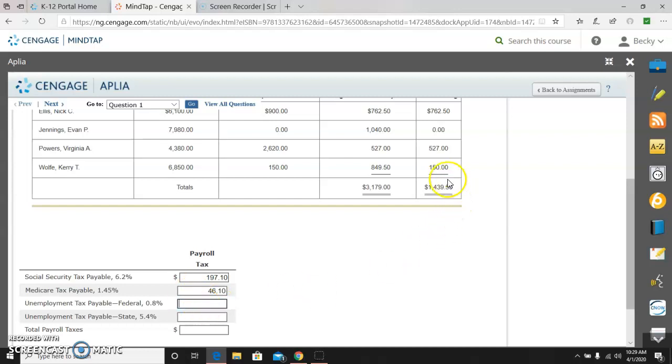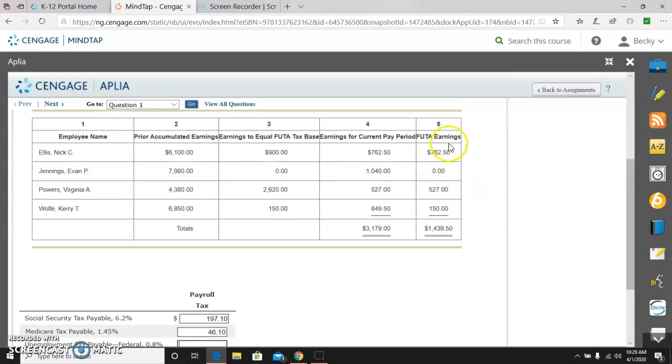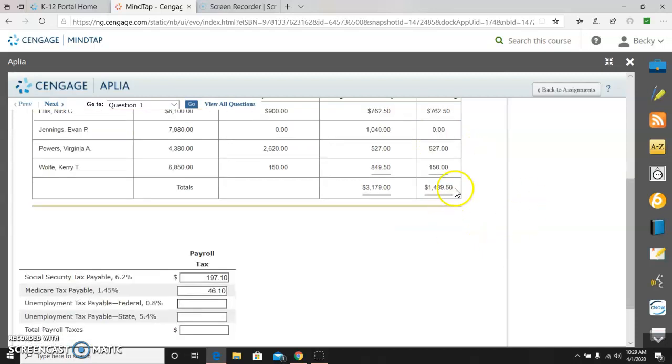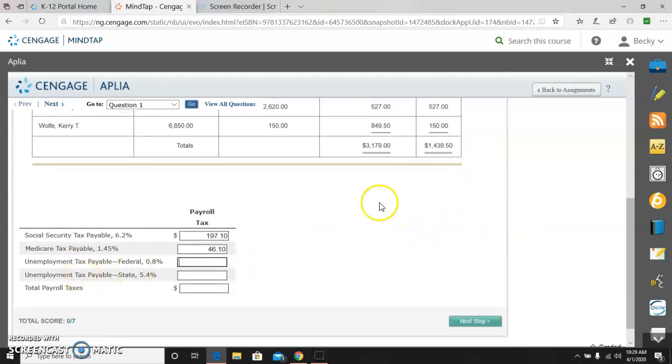And then the next thing is that I would circle this 1439.50, which again is the FUTA earnings, so the number that I use for the two unemployments, and I would draw a line over to here and show that as well. So if I take 1439.50 times 0.008, I get 11.52. And if I take 1439.50 times 0.054, then I would get 77.73.